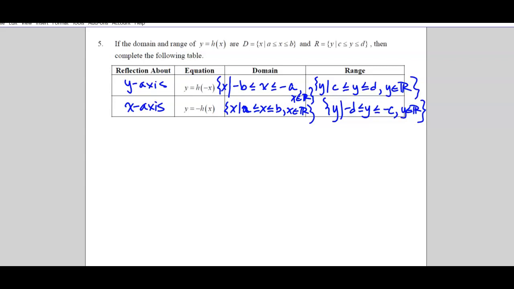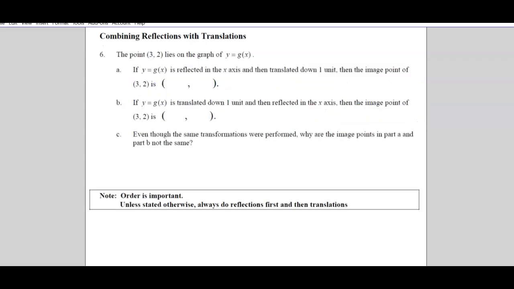Okay, so let's take a look. This is going to show you that you can get different answers. Sometimes if you mess up the order, you still get the same thing, depending on what those transformations are, but sometimes you don't. So the point (3, 2) lies on the original. Okay, listen.